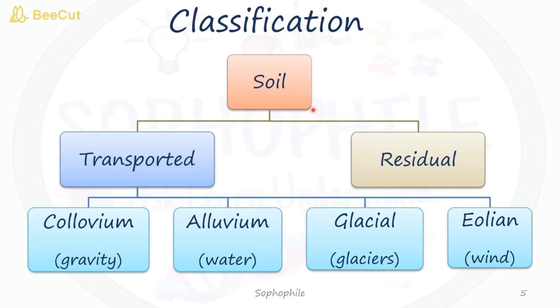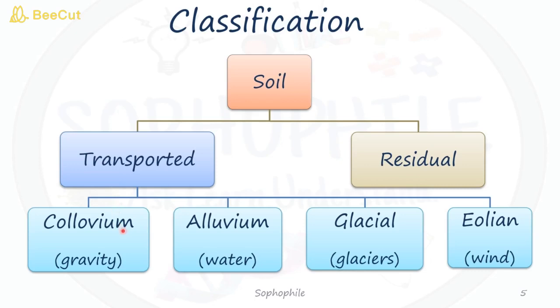So now, classification of soil. Classification of soil is composed of two parts, transported soil and residual soil. Residual soil is formed when the soil minerals have formed in the place just below the bedrock of the soil. It is called the residual soil, while the transported soil is when the soil particles have been carried from one place to another. There are various abiotic factors through which the transported soil is formed.